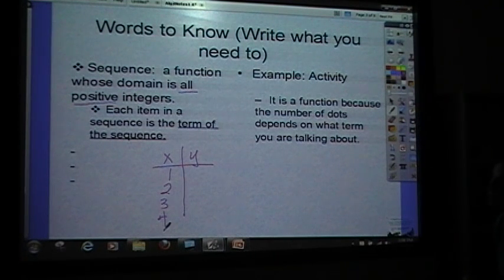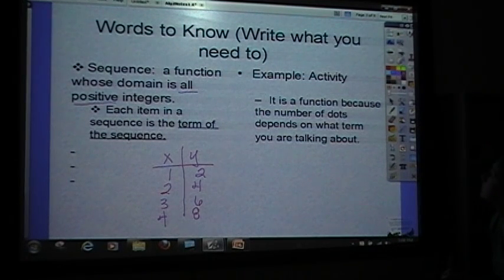And then each item in a sequence is called a term of the sequence. So the first term could be 2. The second term could be 4. The third term could be 6. The fourth term could be 8. This is an example of a sequence. Okay? It is a function still because the x's will not repeat. Because it's the positive integers, it will go on. There will be no repeat in the x's.